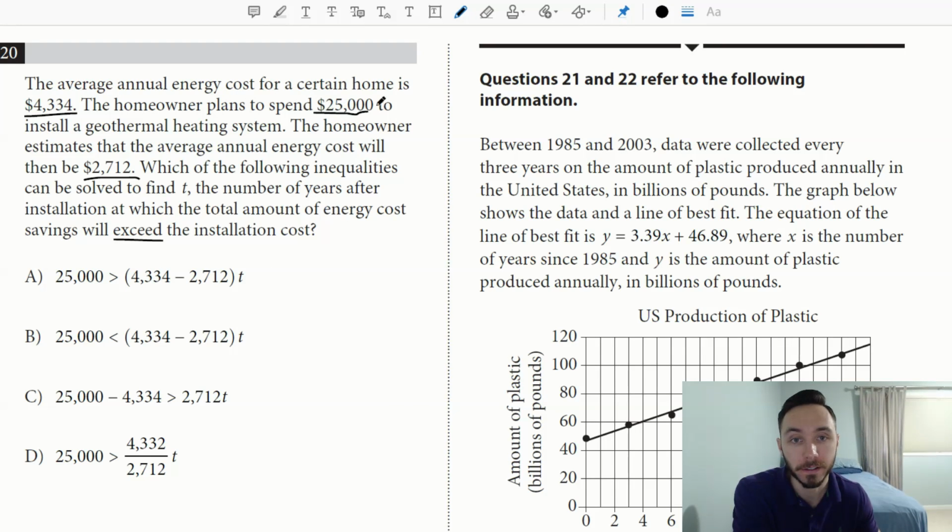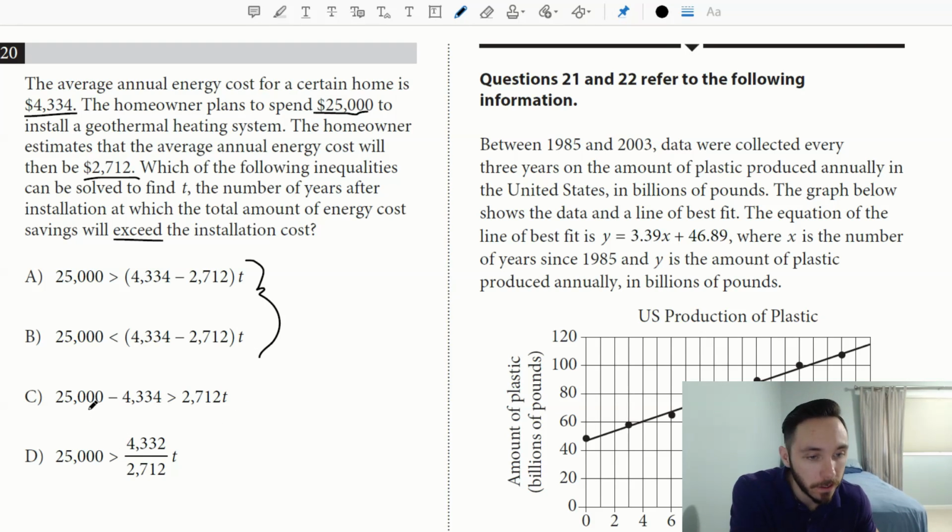Eventually, after enough years, your total difference each year will exceed this $25,000 amount. So this one's weird because it has no default shell. I suggest just looking at the answer choices and working off that. Immediately, I noticed that A and B are pretty much the same, except they flip the inequality. So that's good to know.